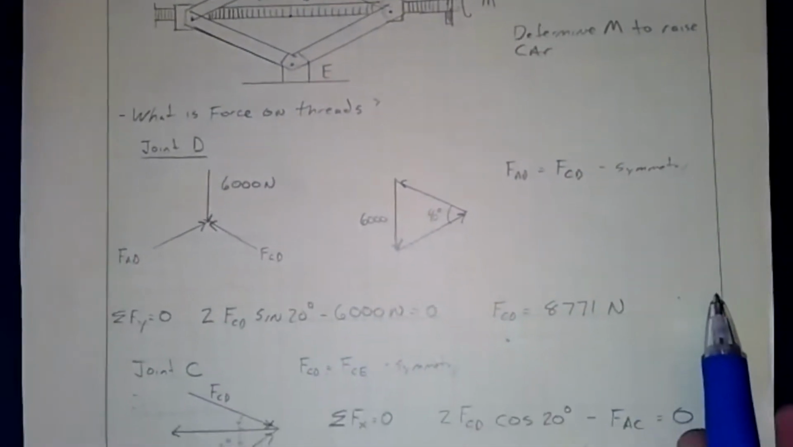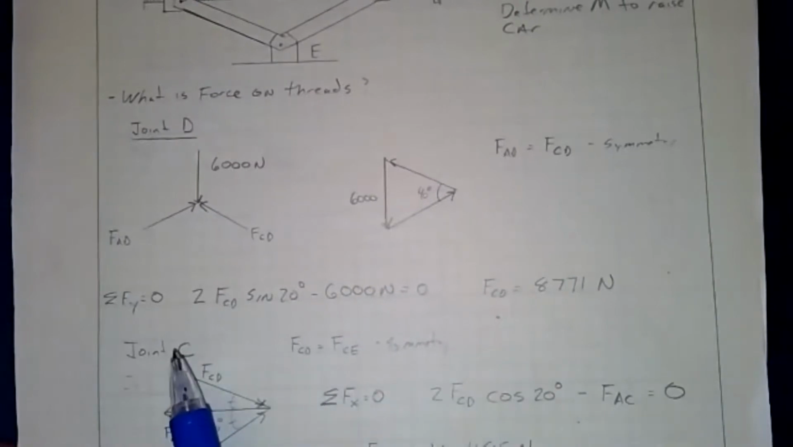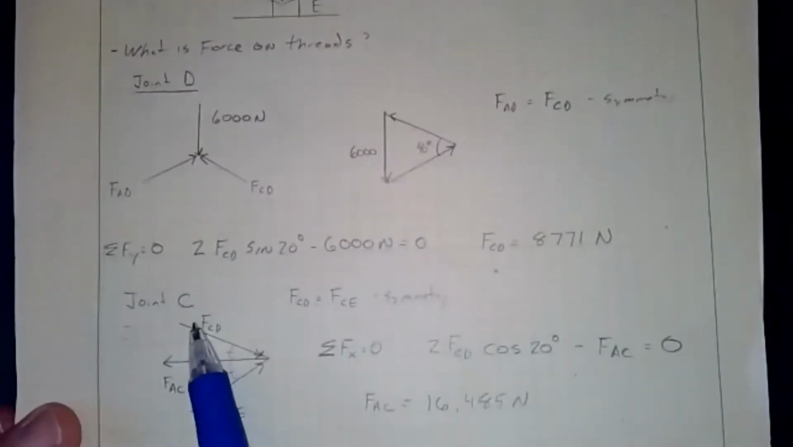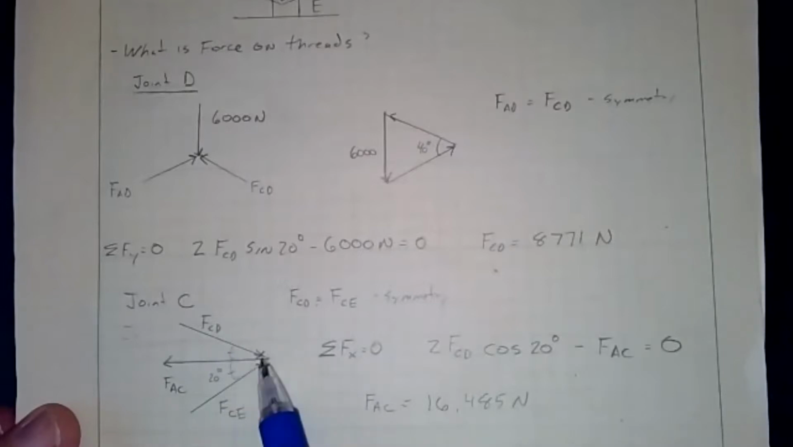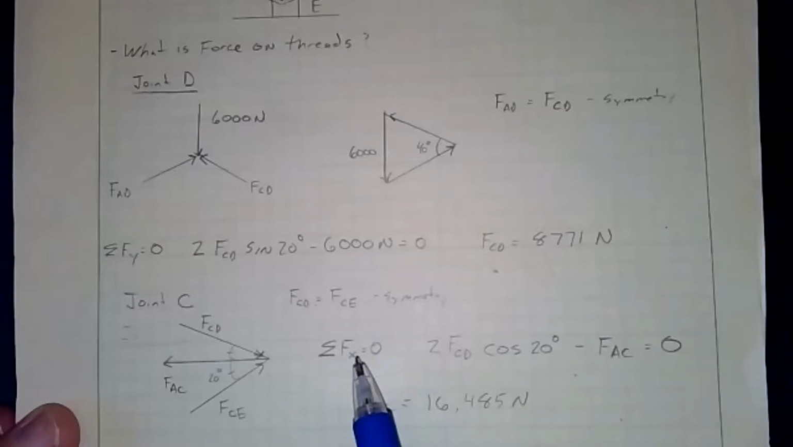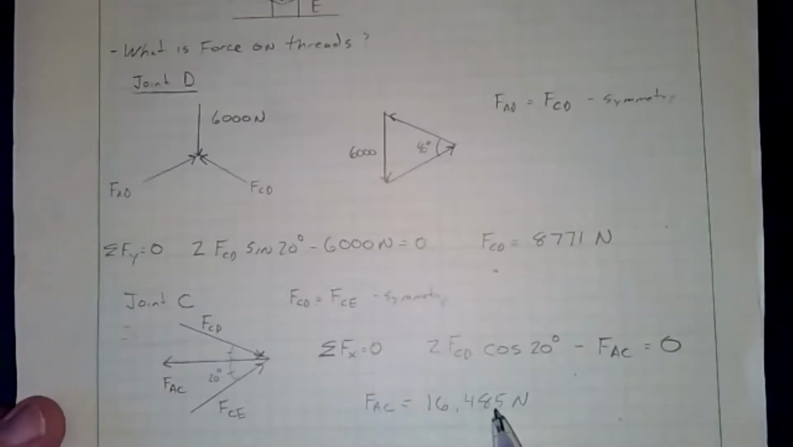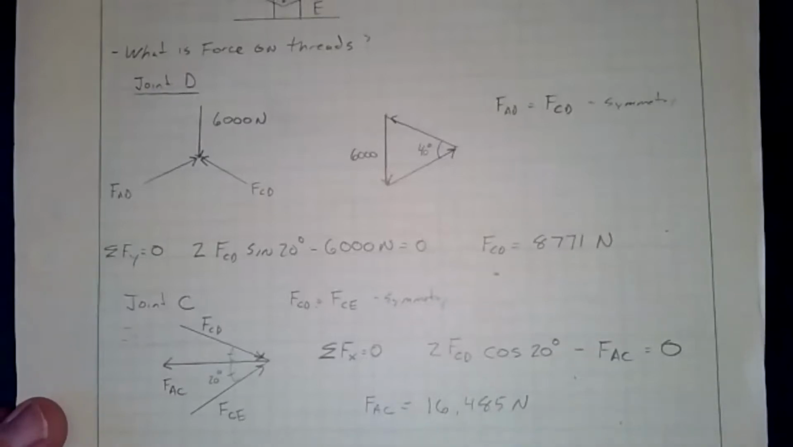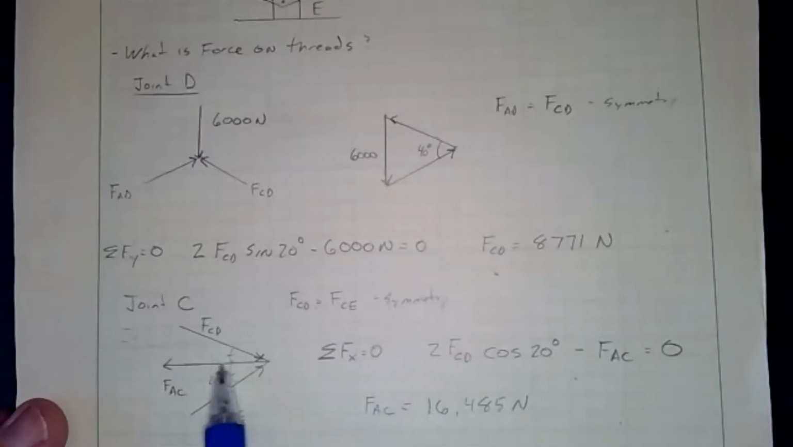Then we go down to joint C and look at that. We have FCD and FCE, and that is counteracted by AC. This is how we take the Y component and convert it to the X component. We sum the forces in the X: 2 times FCD cosine 20 minus FAC. Now we know we have 16,485 newtons. So there's 16,485 newtons on this AC. What does that mean?